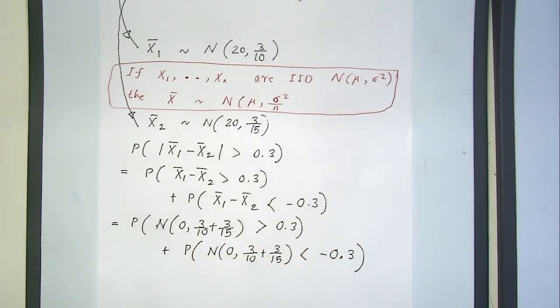Now I will stop here because I'm sure you know where to go from this. You just standardize this to standard normal by subtracting the mean and dividing by the square root of the variance, and the same thing here, and then read the table. If you're not sure, you can look up the solutions online. The solutions for all the problems are on the course website.